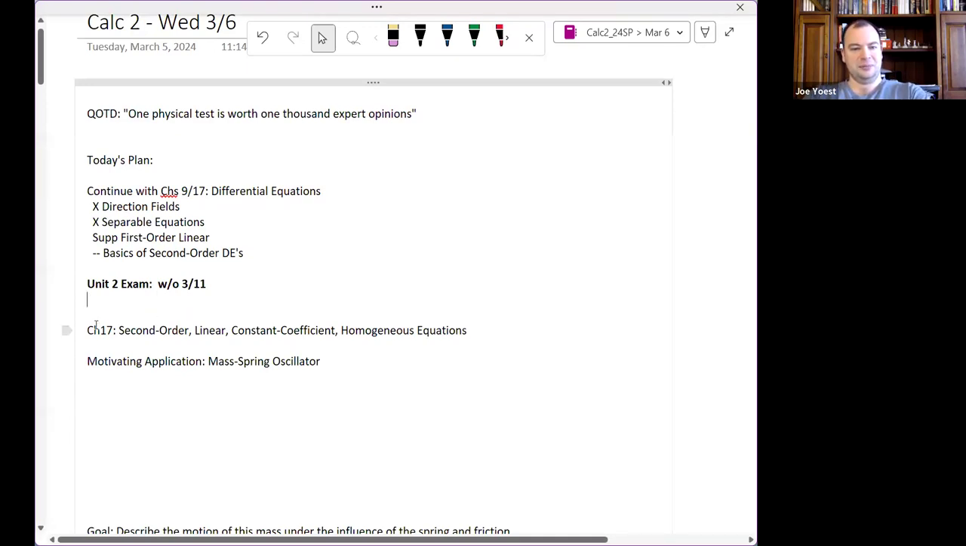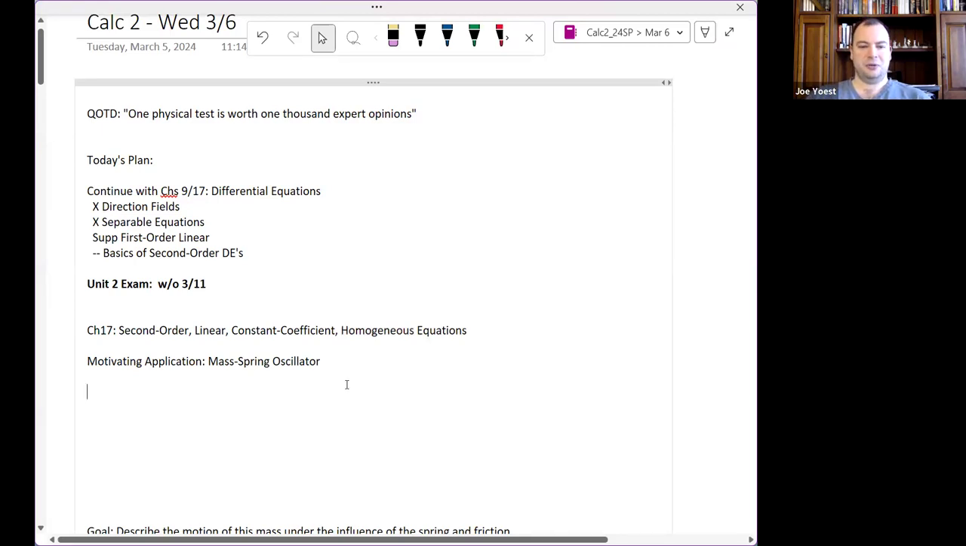So the plan for today is just to jump right into chapter 17. We're not going to cover all of chapter 17. We're certainly not going to cover all of second order equations, but we're going to focus on a particular subtype, second order linear constant coefficient homogeneous equations.